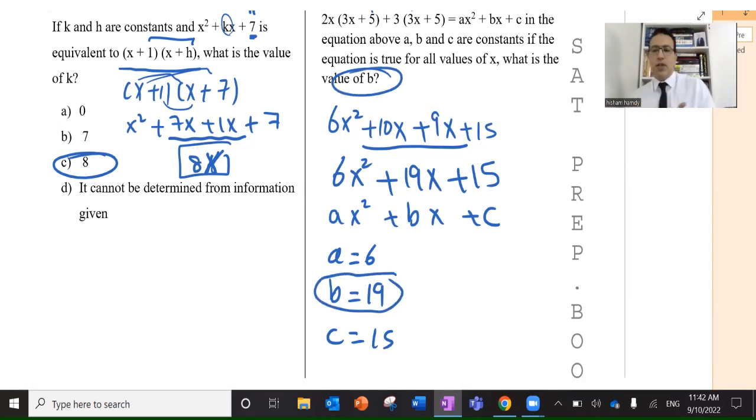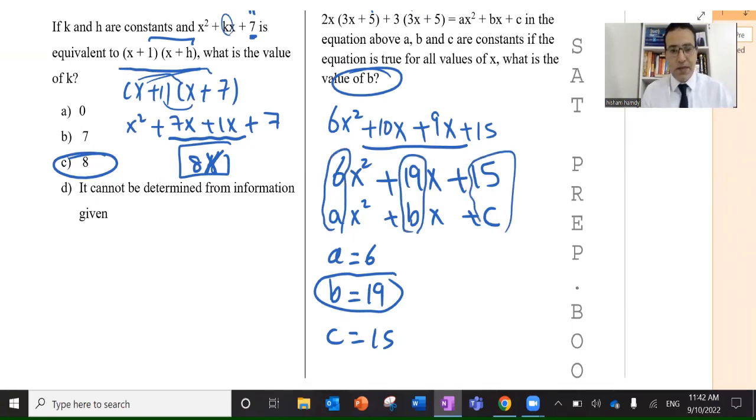Notice that some questions he may ask about the value of a times b times c, or the value of a squared or b minus c. So I explained for you that a is 6, b is 19, and c is 15. Target is to find the value of.